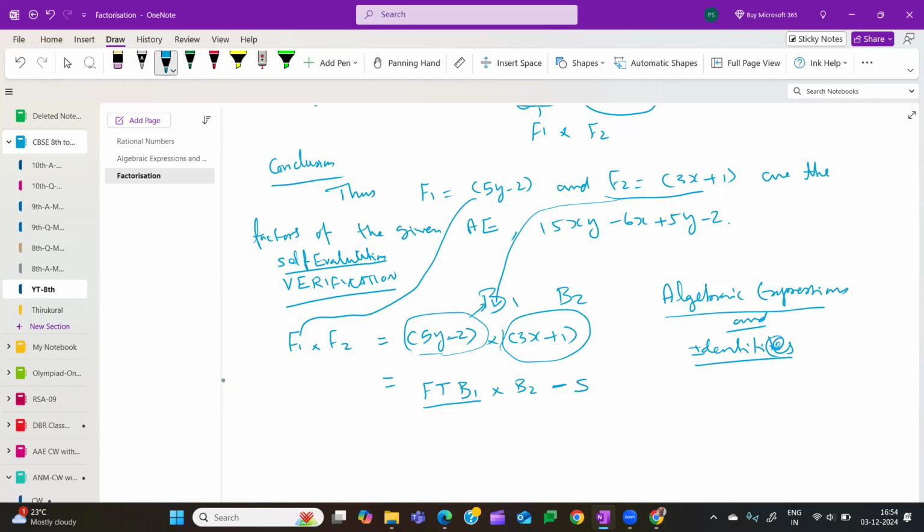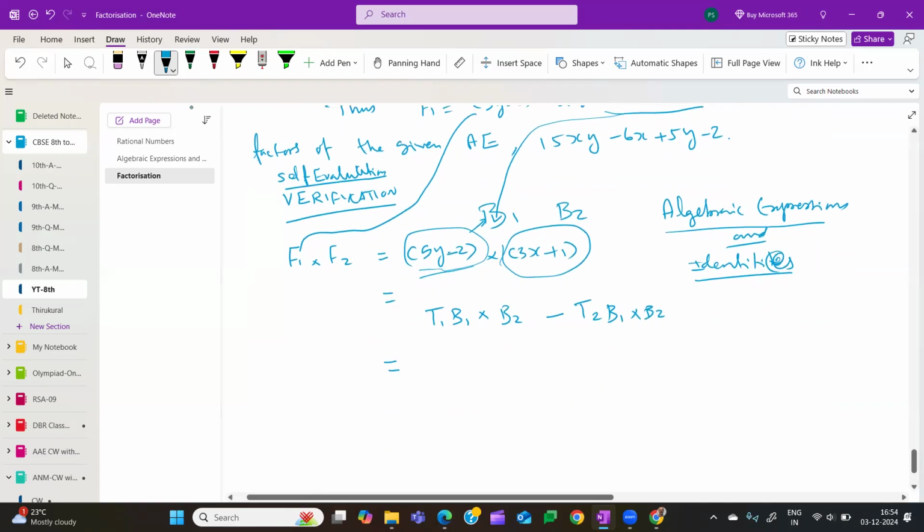Then second term of binomial 1. I'll just write it in the other way so that it is clear. Term 1 of binomial 1 into binomial 2. Then the minus symbol is there here. So minus, then term 2 of binomial 1 into binomial 2. This is how we have to write it.